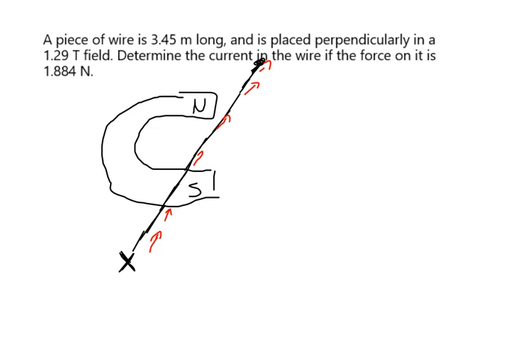Which means if you're hooking it up to a battery, this is the negative end of the battery, your anode. And this is the positive end of your battery, your cathode. Use your left hand. Which way does my hand point? This way or this way?